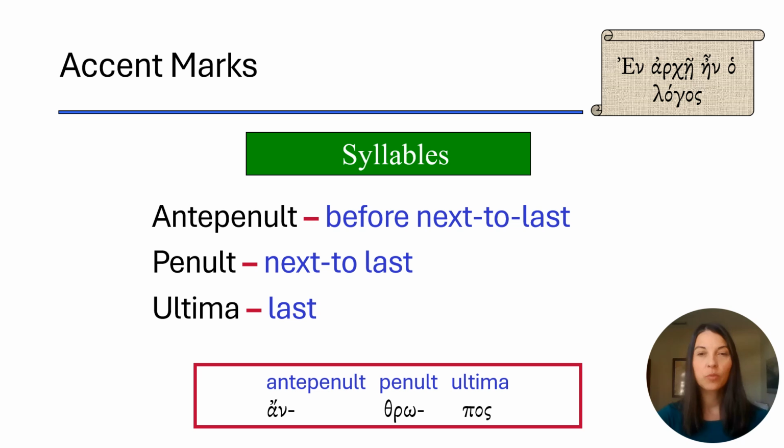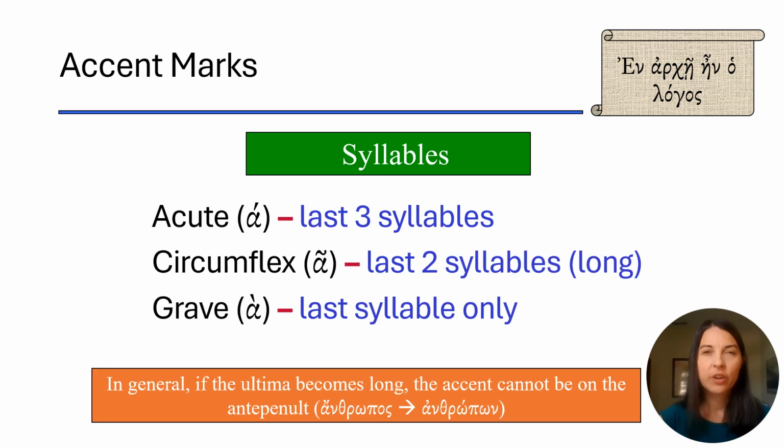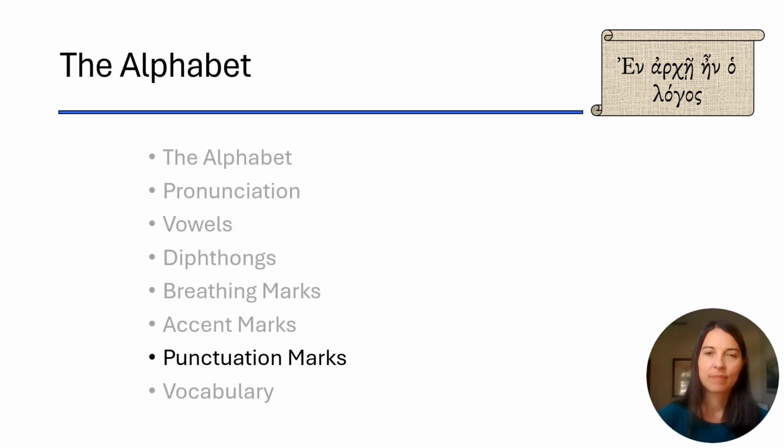So this word has three syllables, anthropos. The last syllable is called the ultima. The next to last syllable is the penult, and then the next to that is the antepenult. At this point in your Greek journey, the main thing that you should know is that the accent will help you pronounce where the stress should be in a word. There is some more information on where the acute and the circumflex and the grave fit into the word, but generally you won't need to know this information right now.